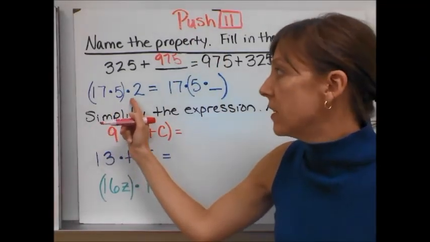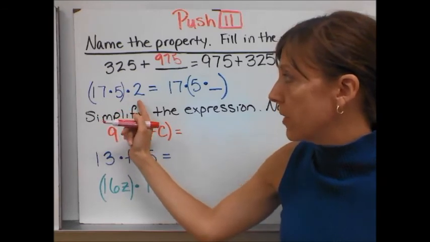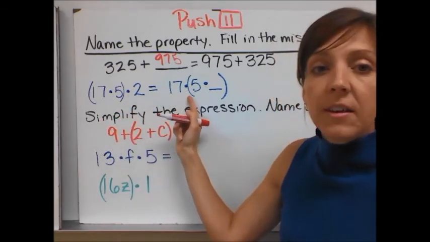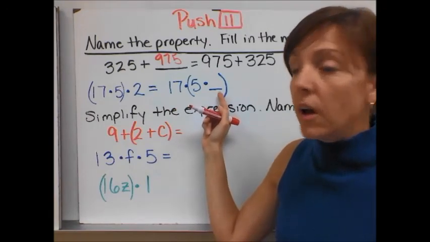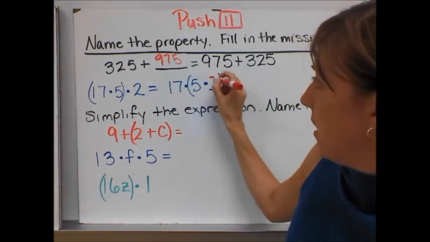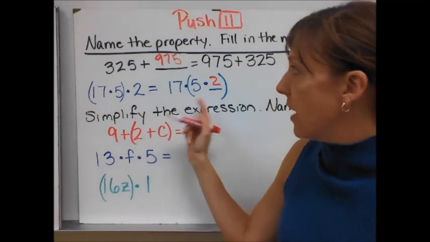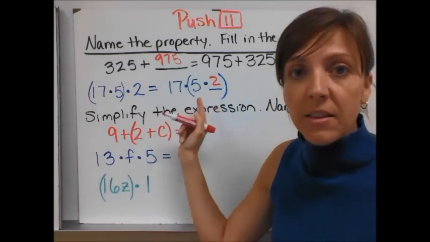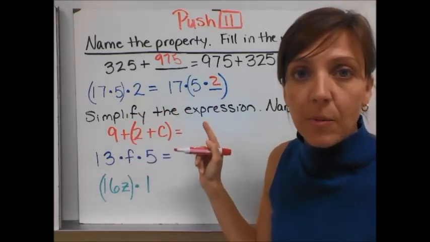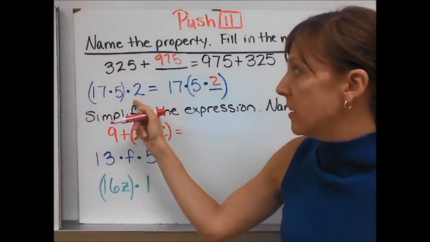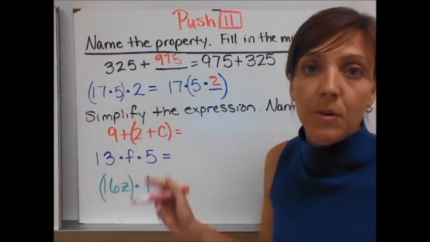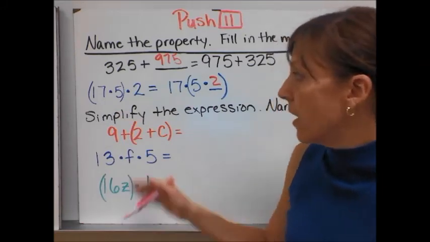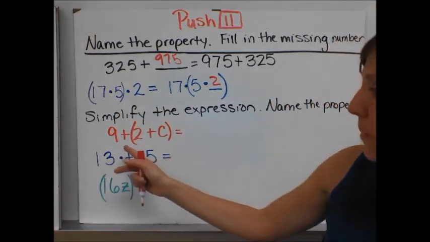Okay, let's take a look at this one. 17 times 5 times 2 outside of the parentheses equals 17 times, and in parentheses, 5 times 2. And the numbers did not switch order. Realize that the numbers are in the exact same order that they were in this case. The only thing that changed is that the parentheses moved. The grouping changed.